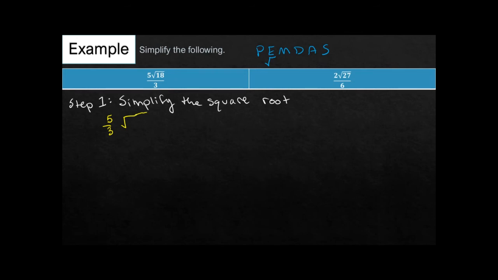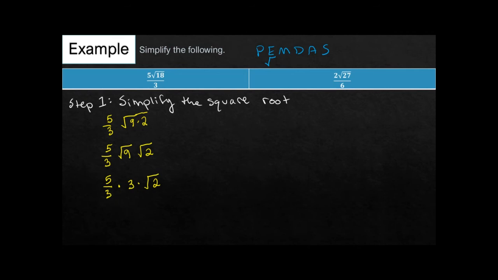So 18, I know that it's 9 times 2, and I can take the square root of 9. That's why I want to split it up that way, so I can remove the square root of 9 from the root, and all I'm left with is the square root of 2. So we've got 5 over 3, and really what we're doing here is separating out those two square roots. So then I have 5/3 times, and the square root of 9 is 3, and then I have my square root of 2.